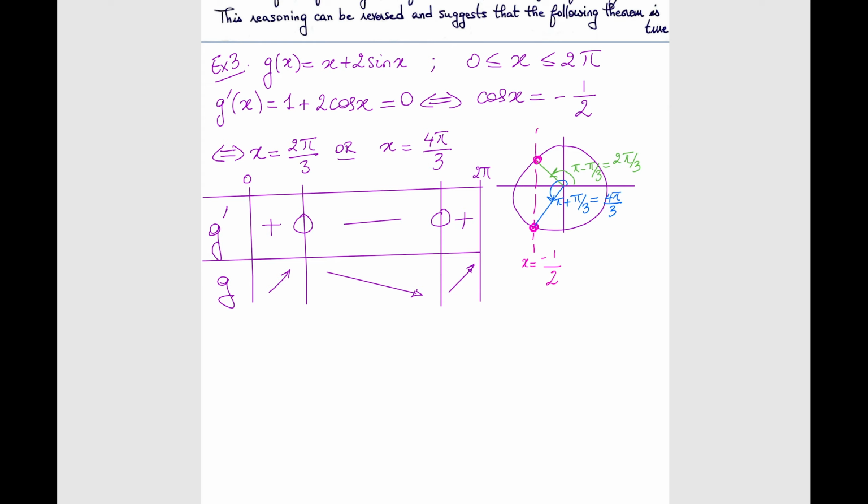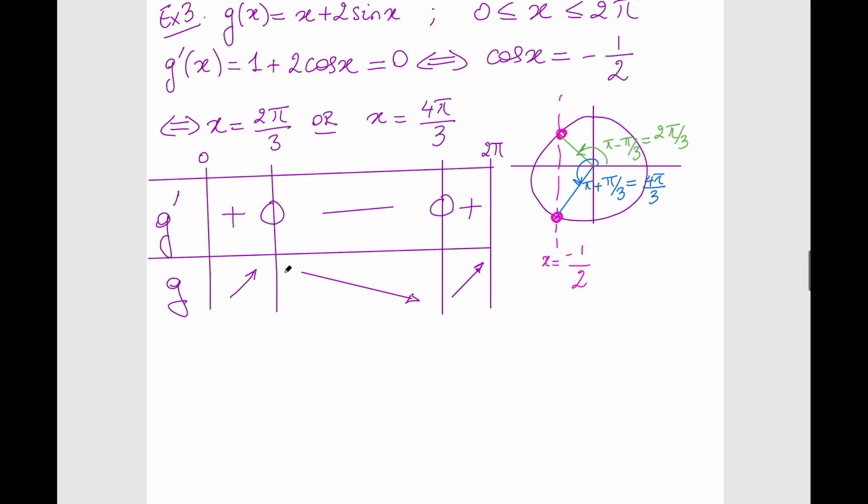Let's find the local maximum value here. That's going to be G of 2 pi over 3, right? If you go to the recipe of G and plug in 2 pi over 3 there, you're going to get 2 pi over 3 plus square root of 3. So that's going to be G of 2 pi over 3.